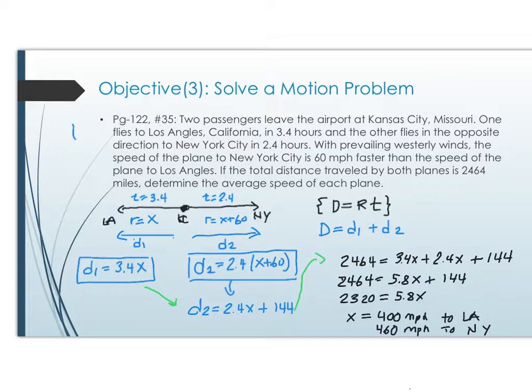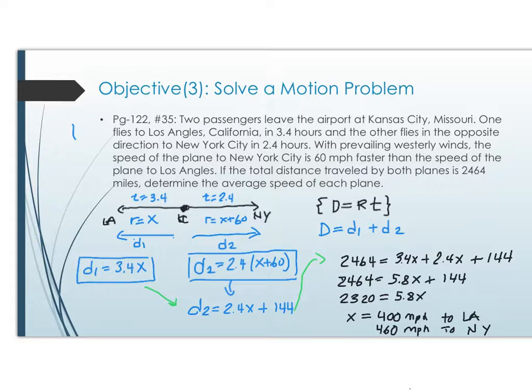With the prevailing westerly winds, the speed of the plane to New York City is 60 miles per hour faster than the speed of the plane to Los Angeles. If the total distance traveled by both planes is 2,464 miles, determine the average speed of each plane.